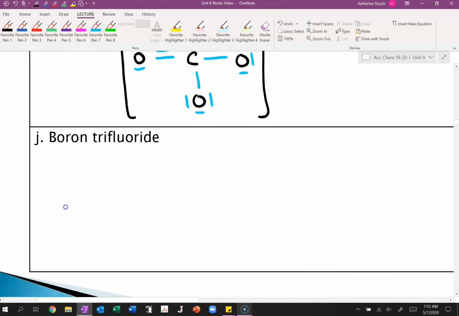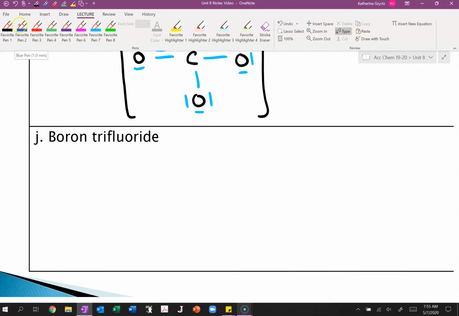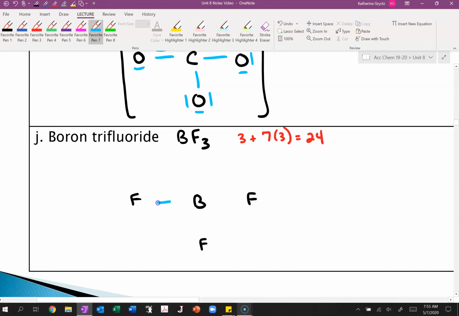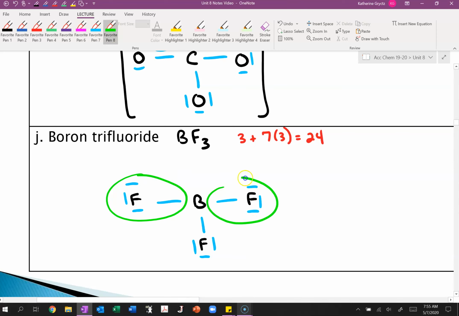All right, and last one that we're going to draw before we go back and talk about some things. Boron trifluoride is BF3. Boron, when you look it up, has 3 valence electrons. Fluorine has 7, but there are 3 of them. So I'm going to get 24 electrons again. I'm going to put boron in the middle, fluorine around it. We'll connect 2, 4, 6, 8, 10, 12, 14, 16, 18, 20, 22, 24. I've reached my 24 electrons. I check my valence. All my fluorines are good. I check my boron, and it's not.